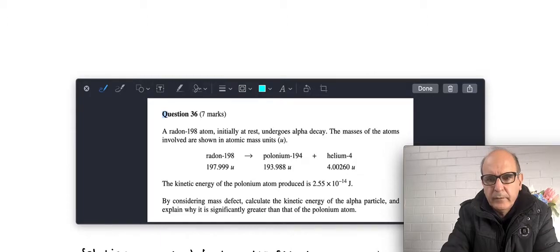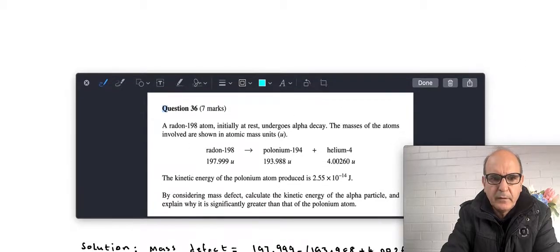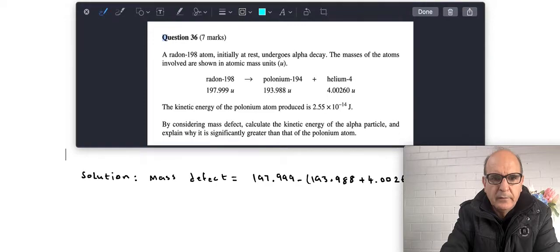Hi, in today's lesson, we discuss question 36 of HSC Physics 2019. A radon 198 atom, initially at rest, undergoes alpha decay.